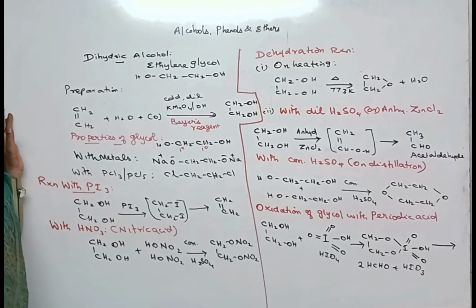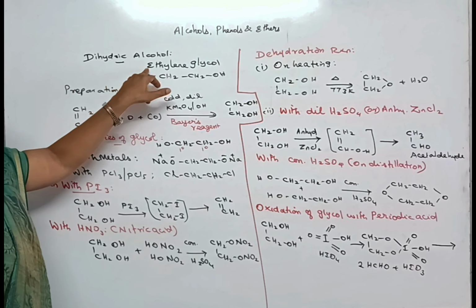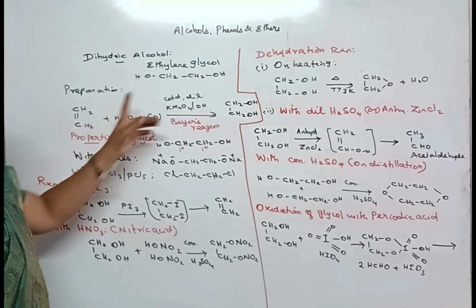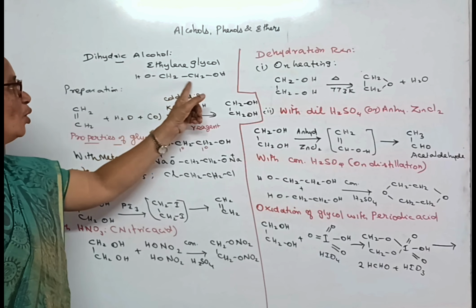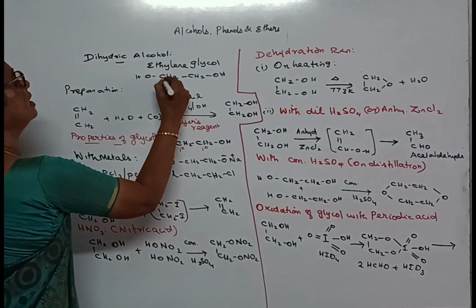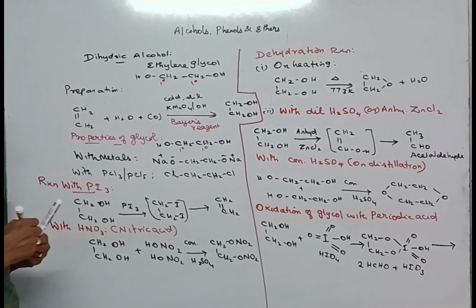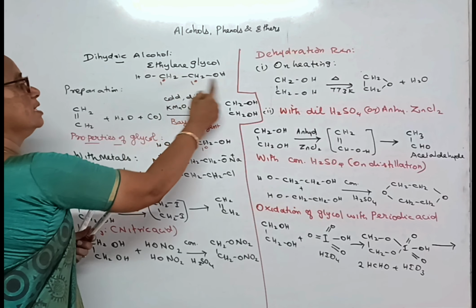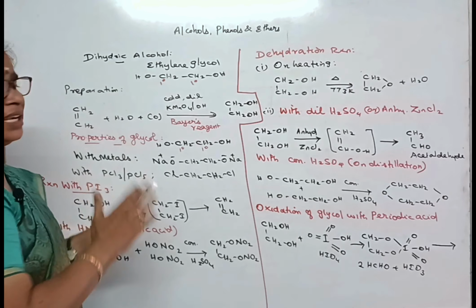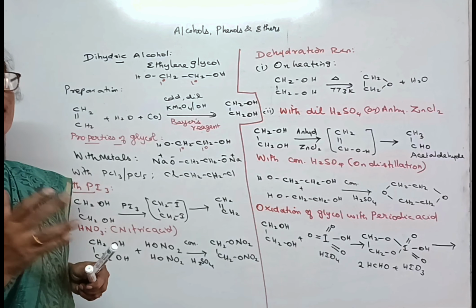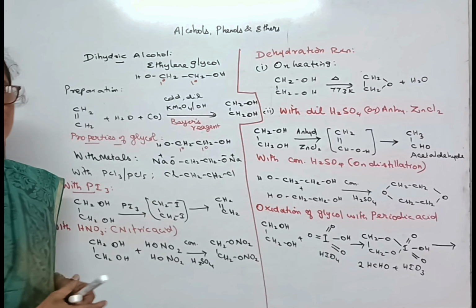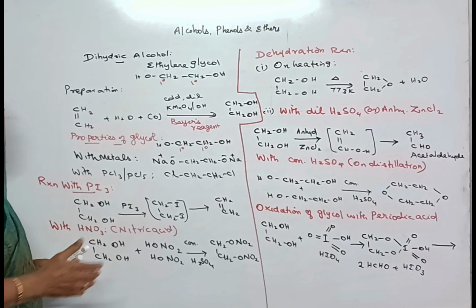Dihydric alcohol. An example of dihydric alcohol is ethylene glycol, the first member of dihydric alcohols. It is CH2OH, CH2OH. This dihydric alcohol contains two primary alcoholic groups, CH2OH and CH2OH. Whatever chemical properties a primary alcohol undergoes, all those properties will be given by ethylene glycol. How is ethylene glycol prepared?